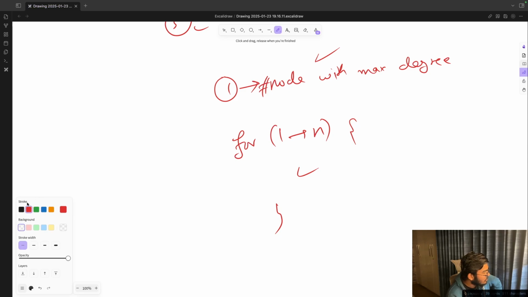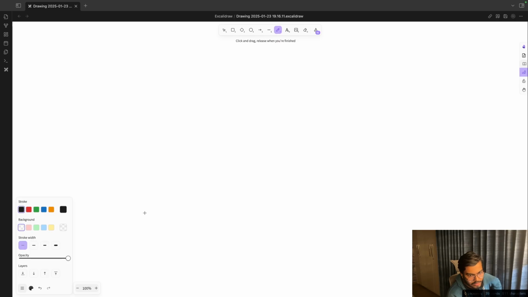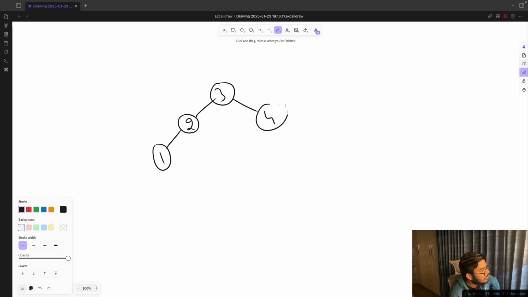Now there is one problem though, that I got when I was solving this problem. I got a lot of wrong answers. Why? Let's say you have something like 1, 2, 3, 4 and 5. Now clearly, if you count the degrees, this is degree 1, degree 2, degree 2, degree 2 and degree 1. Now it makes sense to take the first node as the maximum degree. You can take this node, you could have taken this node also, you could have taken this node also.